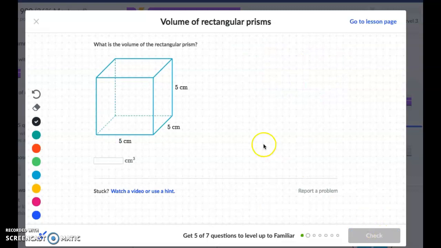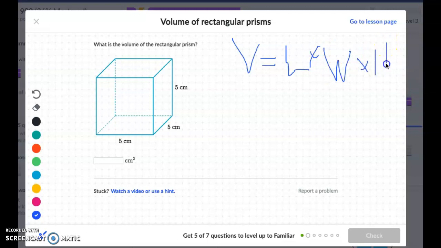What is the volume of the rectangular prism? Again, anytime that I hear volume, I'm going to be remembering my volume equation. Volume equals length times the width times the height. For this one, it's a little bit easier. It's a cube, so all of our numbers here are the same. So 5 times 5 times 5.